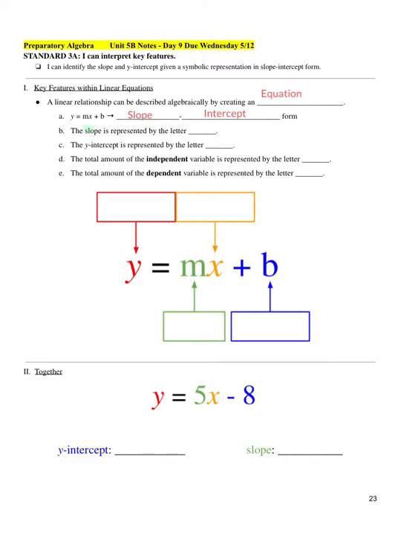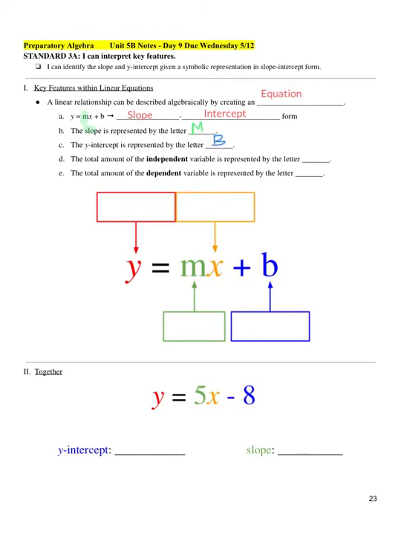So slope is the letter m. So that means in this equation, if you see the number 5 right here, because that's in the place of m, your slope would be 5 over 1, or 5, okay? Now, the y-intercept is represented by the letter b. So every time you see that b in the equation, you know that that is the y-intercept.